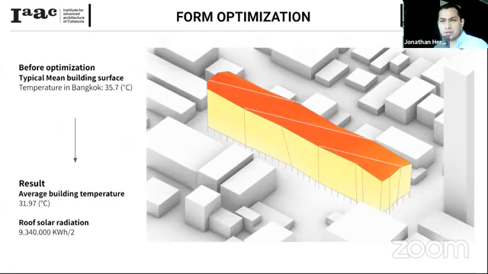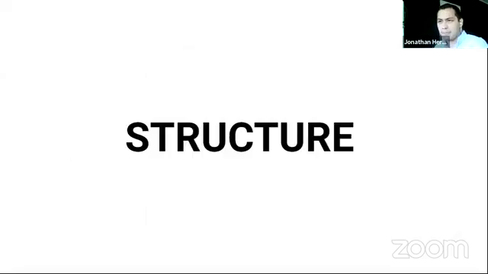the final version, and the most important thing from this exercise is that the typical mean building surface temperature in Bangkok is around 35.7 degrees Celsius. With this optimization process, what we achieved was to obtain a volume with an average building temperature of 31.97 degrees Celsius. So we reduced the temperature of the building by more than 3 degrees, and we also got the lowest possible roof solar radiation.